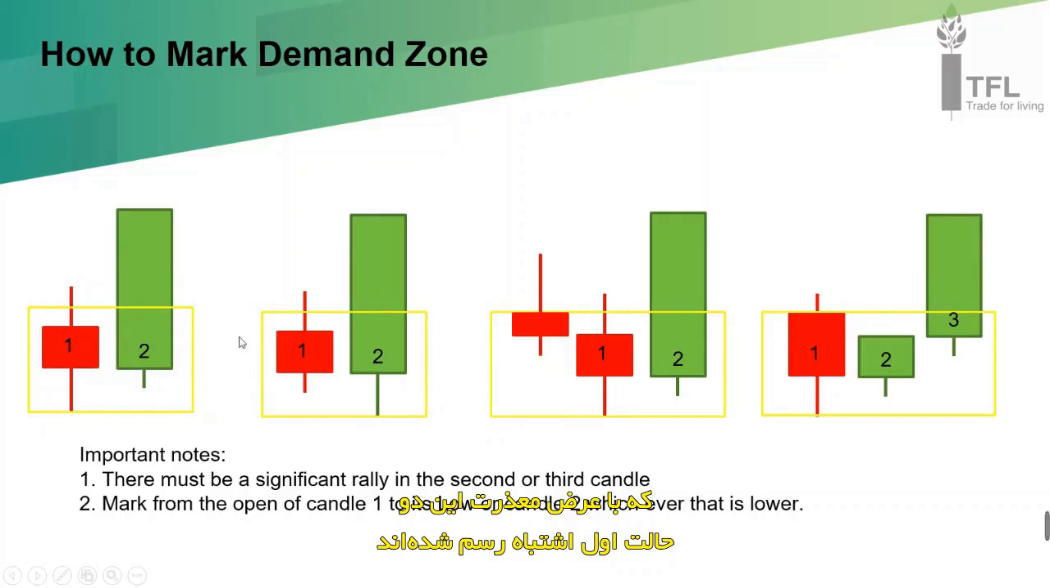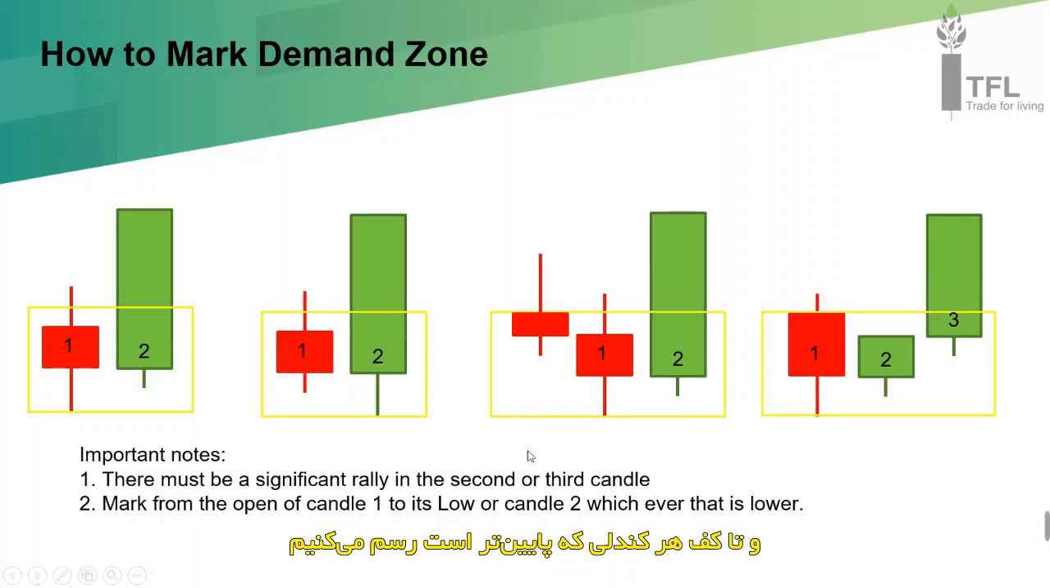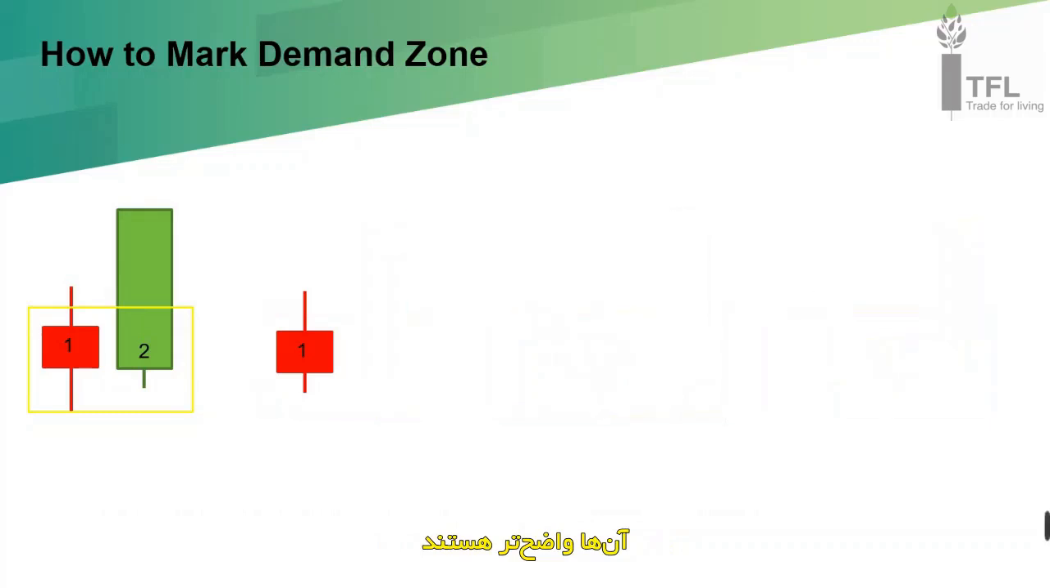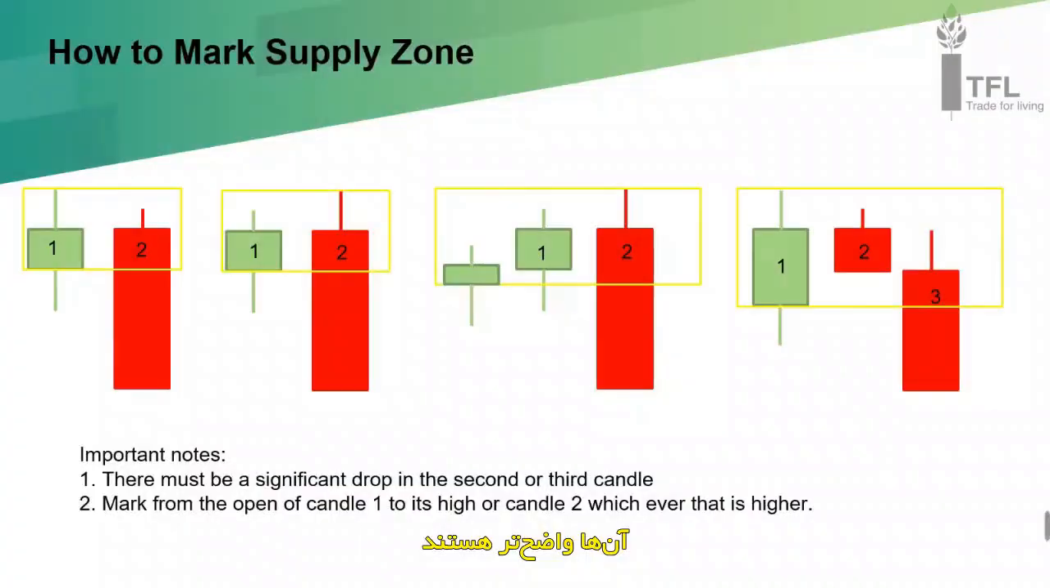So this 2 is a bit wrong. Sorry for that. It's supposed to be over here. Or the open of the second candle, whichever is lower. Whichever is lower. So now I'll give you a bit of a hint. I'm going back to the supply zone so that it's more clear.